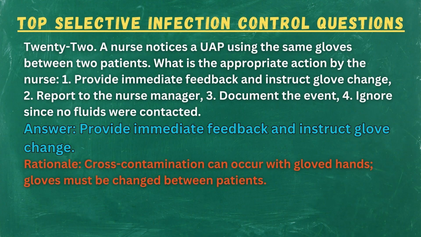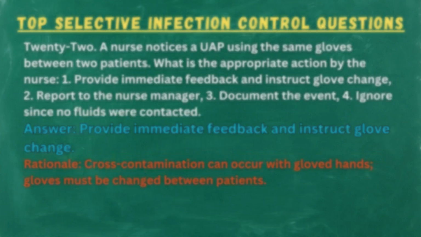22. A nurse notices a UAP using the same gloves between 2 patients. What is the appropriate action by the nurse? 1. Provide immediate feedback and instruct glove change. 2. Report to the nurse manager. 3. Document the event. 4. Ignore since no fluids were contacted. Answer: provide immediate feedback and instruct glove change. Rationale: cross-contamination can occur with gloved hands. Gloves must be changed between patients.